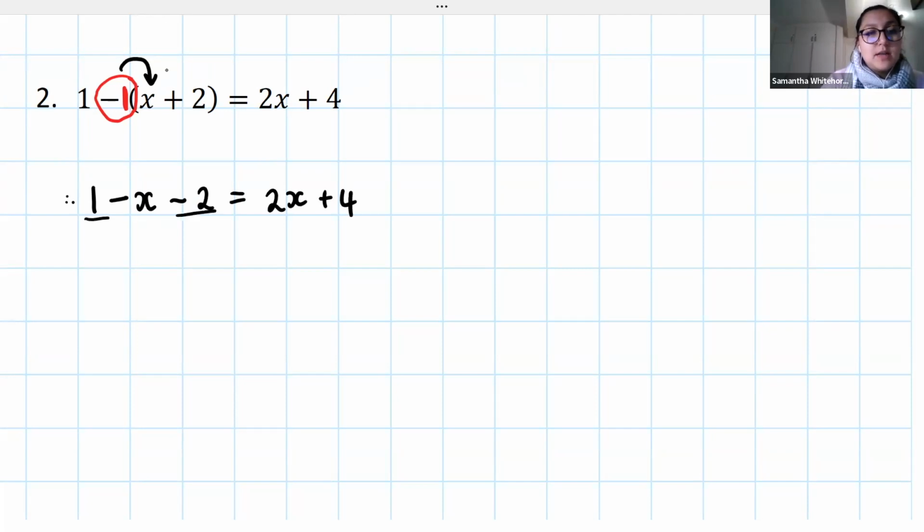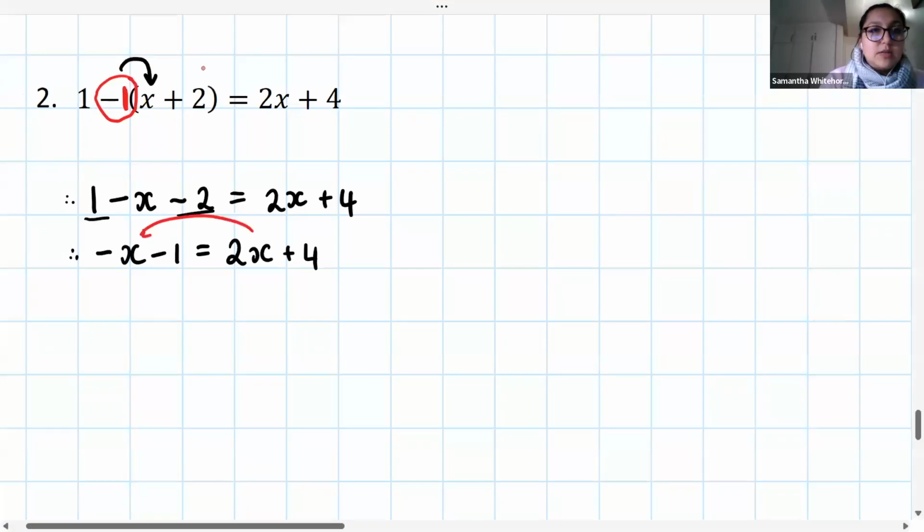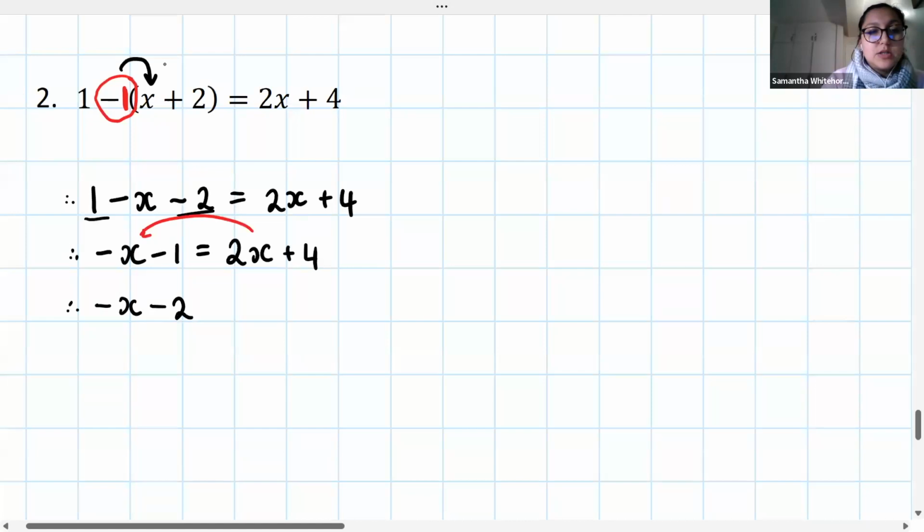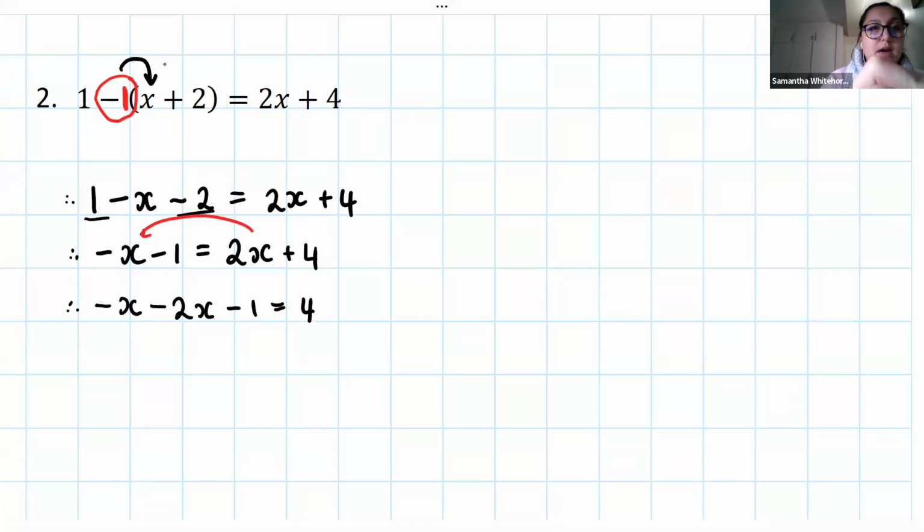Now, the 1 and the -2 are like terms. So 1 minus 2 is -1. So we've got -x minus 1 is equal to 2x plus 4. I am now going to take that 2x and bring it over to the left-hand side using my inverse operation. So I've got -x minus 2x minus 1 is equal to 4.